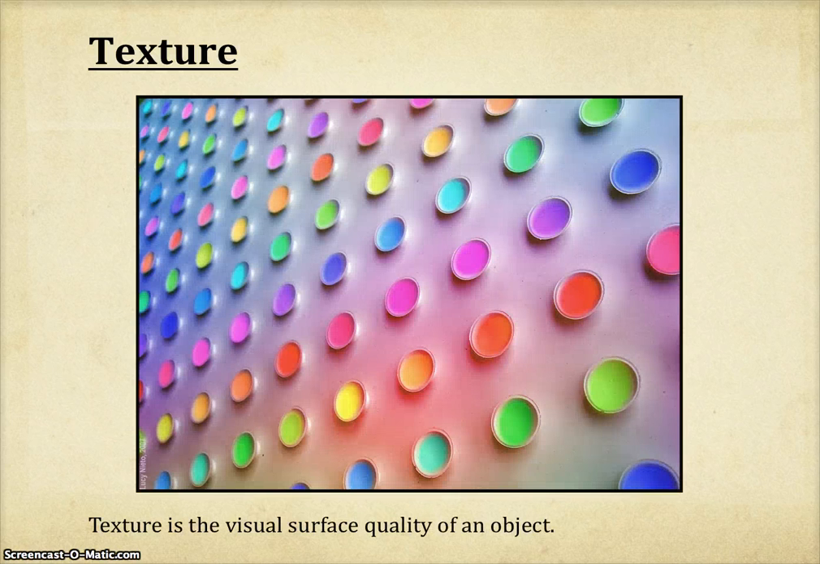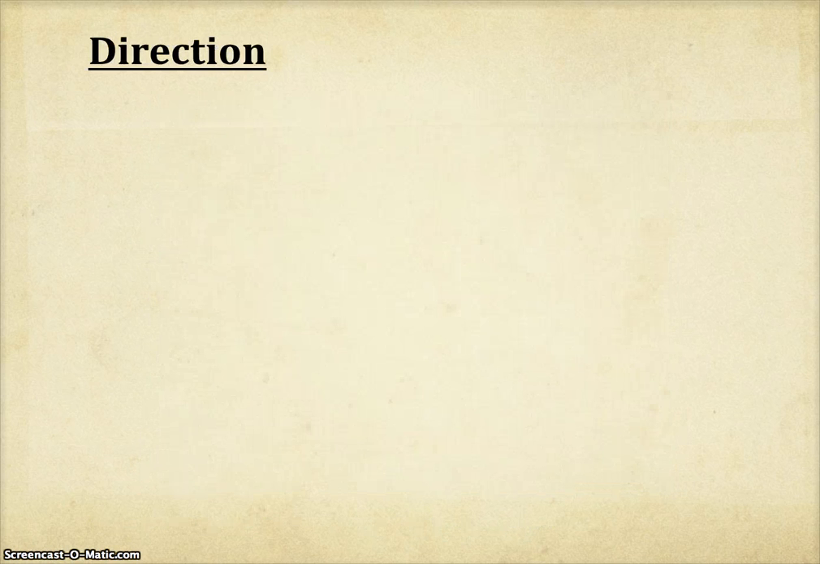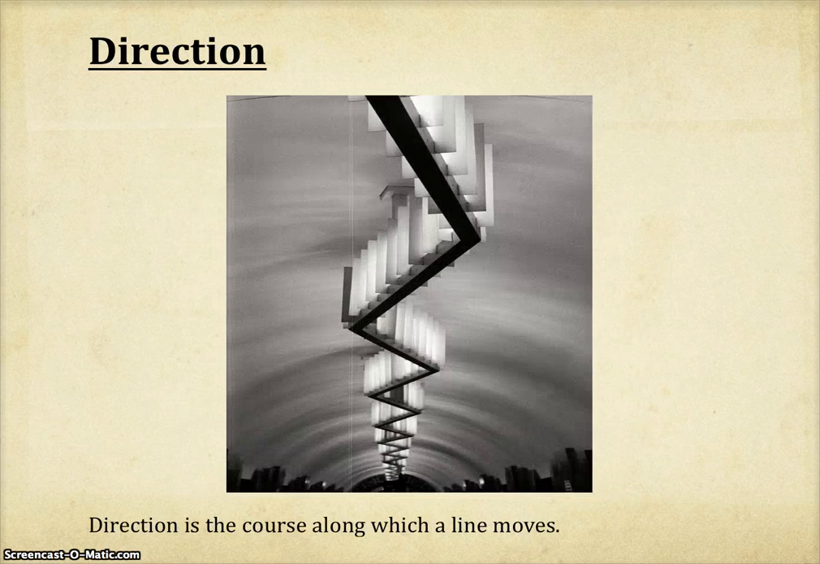The next element is texture. There are many types of visual texture: rough, hard, smooth, soft, and sometimes even wet and dry. Texture can either be real, like in this photo, or imaginary, like in a painting of fabric. The next element is direction. Direction uses line to convey meaning. In the image, the diagonal line suggests chaos, while it also draws the viewer's eye back into the picture plane.